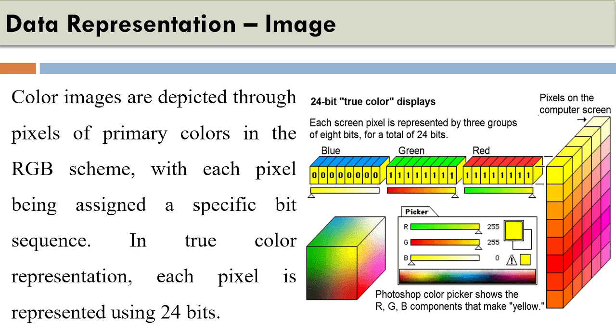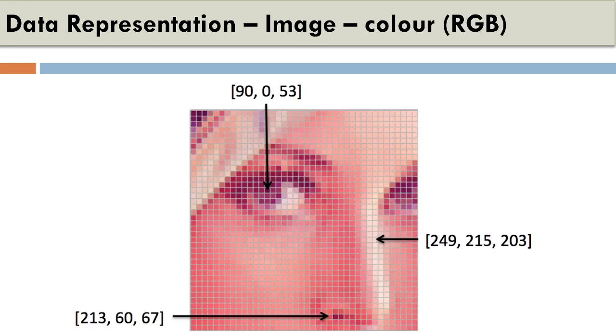So in a particular color picture, the pixel here is 24-bit, which is called true color, and it's the intensity of red, green, and blue which gives out different colors of a particular pixel. Now let's see an example.